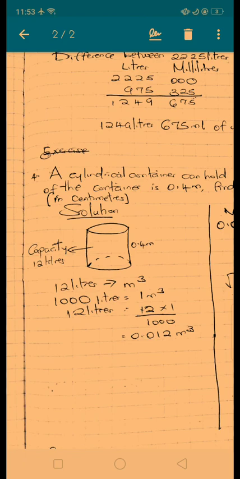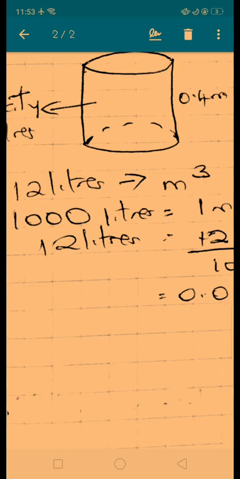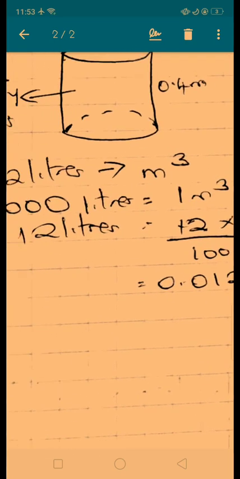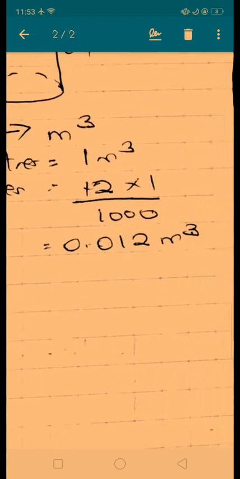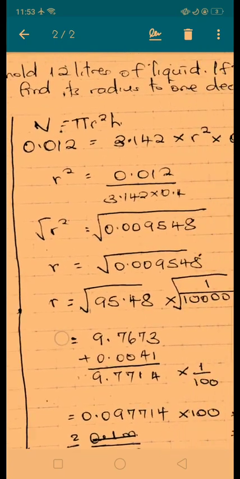So we need to convert 12 liters into cubic meters, and we know that 1,000 liters is equal to 1 cubic meter. So what about 12 liters? When you divide, you get 0.012 cubic meters as the volume of that particular cylinder. Then you apply the formula.